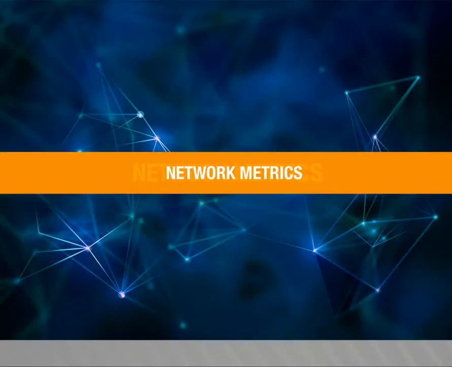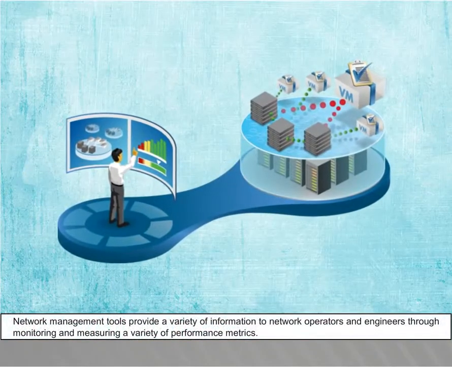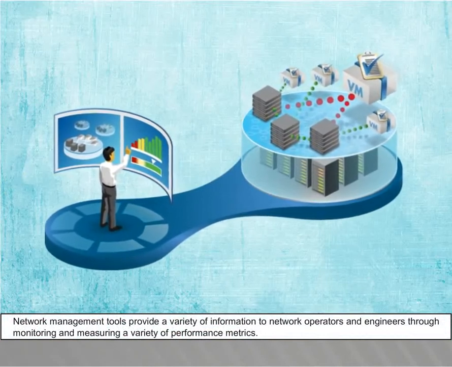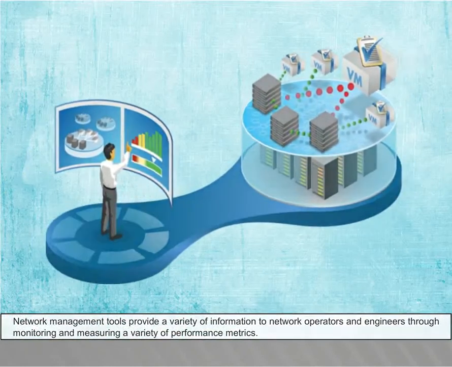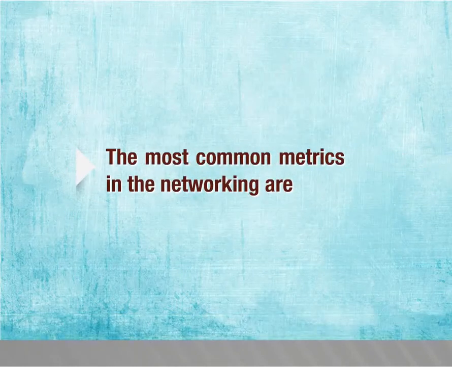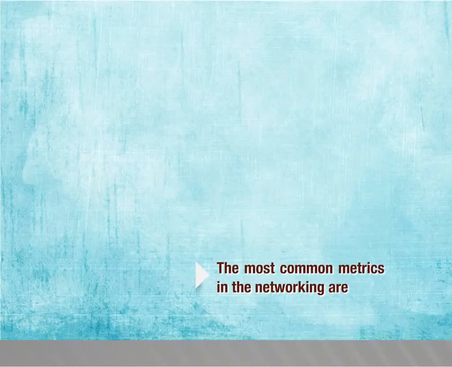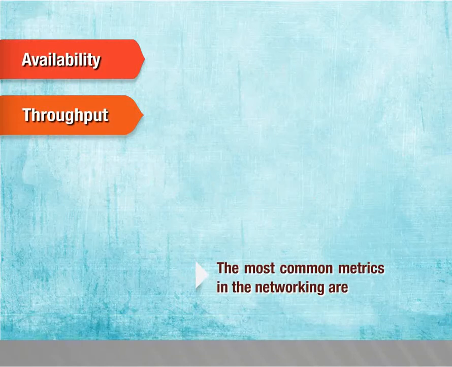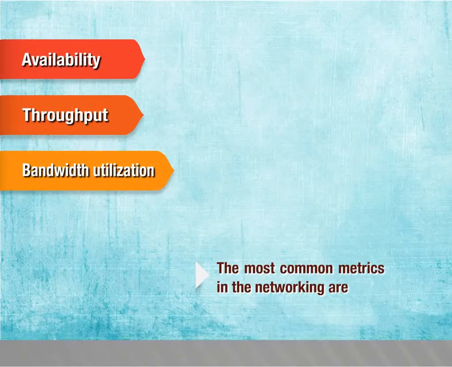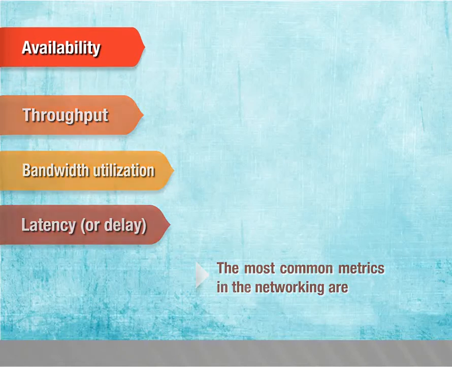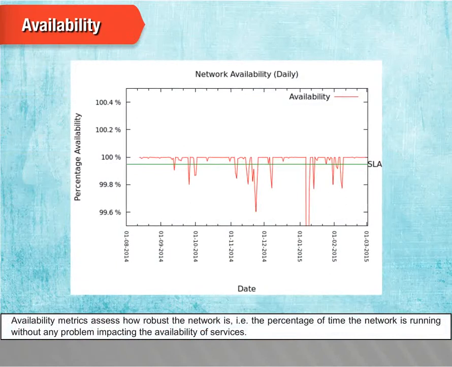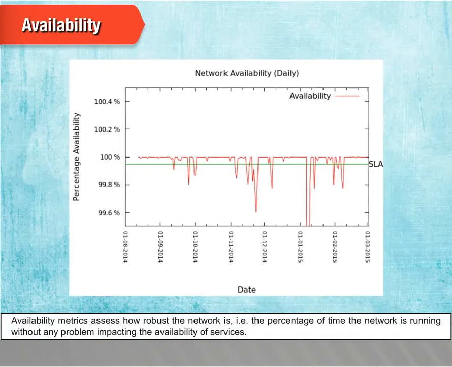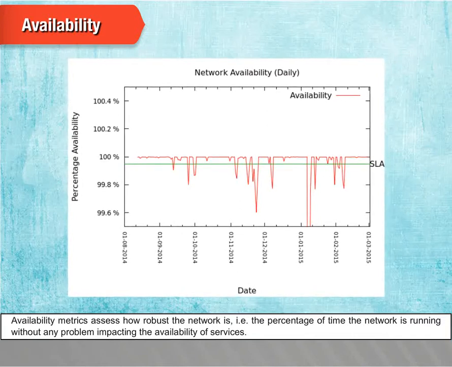Network metrics. In this video, we are going to see about network metrics. Network management tools provide a variety of information to network operators and engineers through monitoring and measuring a variety of performance metrics. The most common metrics in networking are availability, throughput, bandwidth utilization, latency or delay. Availability metrics assess how robust the network is, that is, the percentage of time the network is running without any problem impacting the availability of services.